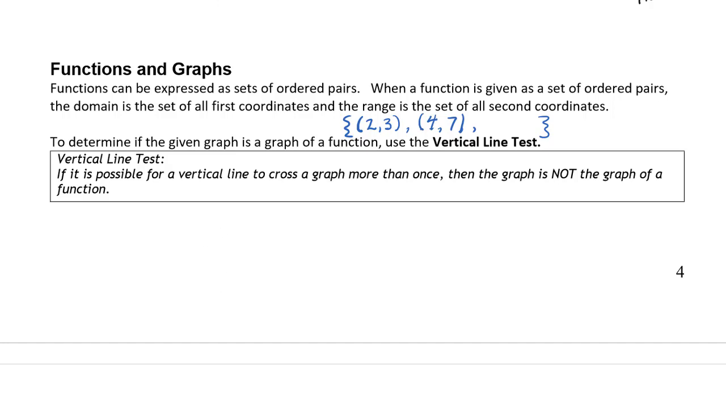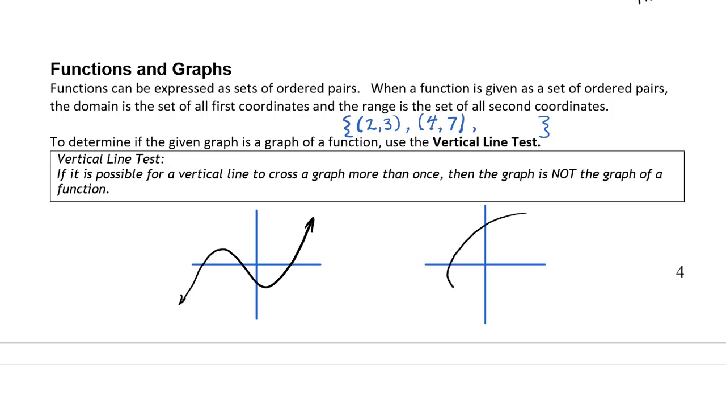So let's say I have 2 graphs. The first graph looks something like a cubic polynomial. It starts out on the bottom left, comes up, then goes down, then comes back up again, and keeps on going. Let's say the second one kind of looks like the letter C, and it curves on over to the right. And so we can use the vertical line test to check to see if this is an actual function.